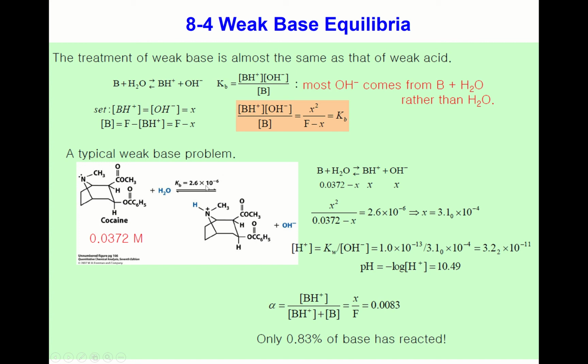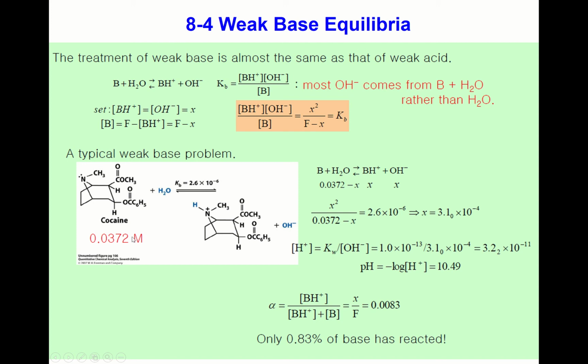Okay, this is Kb. But as I said, in this book, you cannot find Kb for cocaine in the appendix, but there is a Ka for this fully protonated form. You find this one, and then you can calculate the Kb for cocaine. Anyway, in this condition, let's calculate the pH.